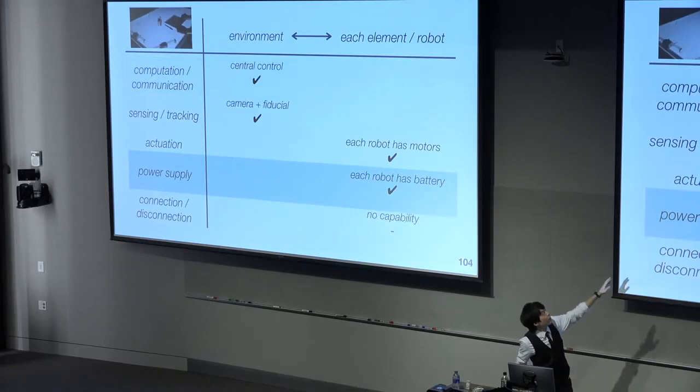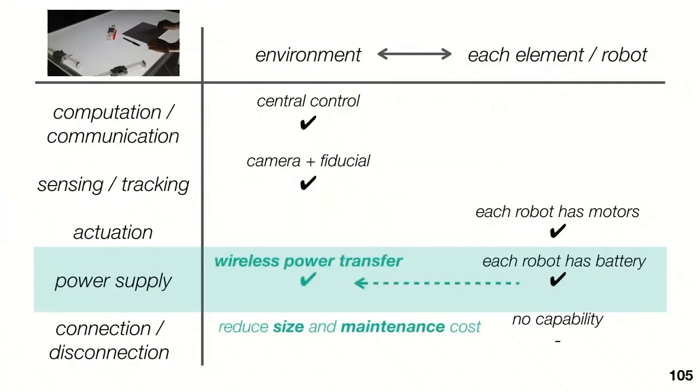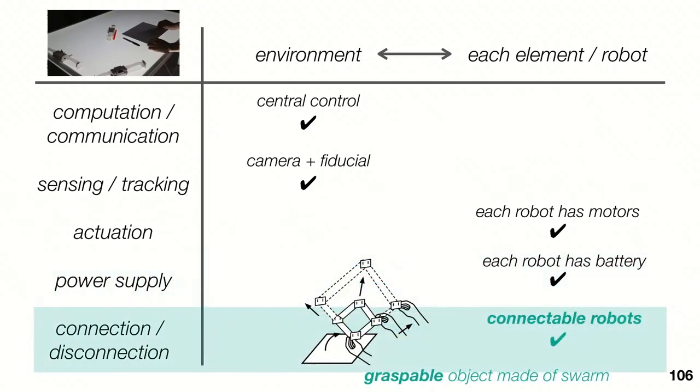And for the shape mods, currently each robot has a battery. But what if we can use wireless power transfer to reduce the size and make the swarm robots maintenance-free? We are actually collaborating with researchers at the University of Tokyo to try to achieve it. As well as, what if these robots can not only move around, but also connect together to make graspable robots out of them.